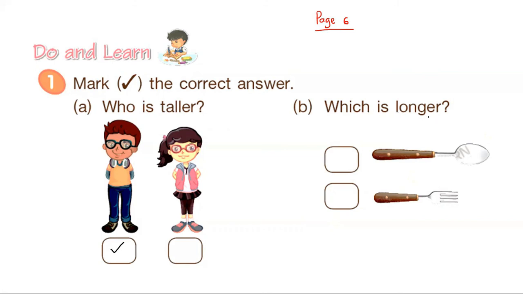Okay, part B. Which is longer? We have got a spoon and a fork. So you see that a spoon is longer than the fork. So we tick there. Okay.